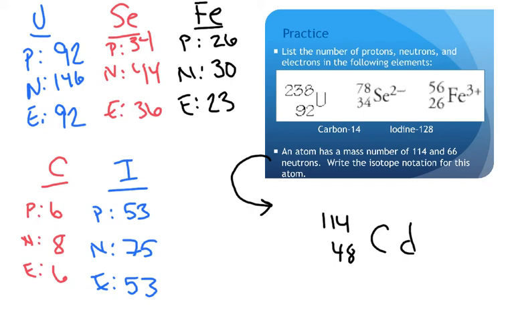The biggest mistakes that I see students make when they're doing practice problems like this is they oftentimes think that the number on top is the number of neutrons. Be careful, that's just telling you how many protons and neutrons together. So make sure you watch out for that. And the second mistake that I see is students want to use the average atomic mass that's listed on the periodic table instead of using the mass numbers that the problem gives you.